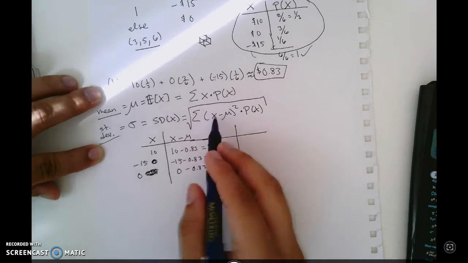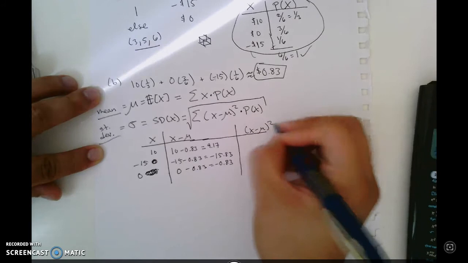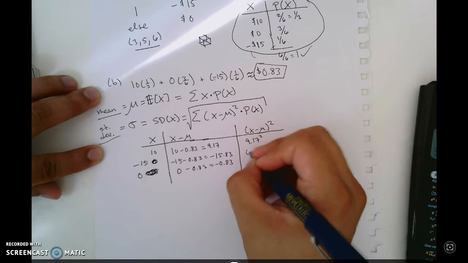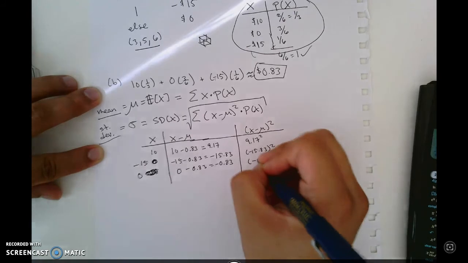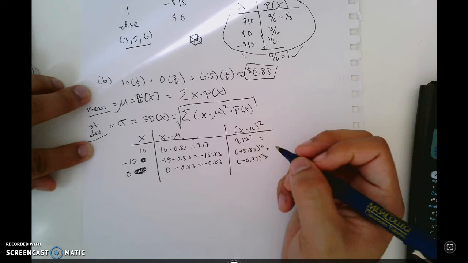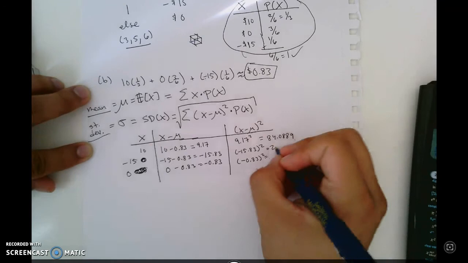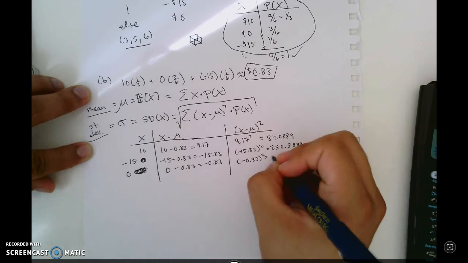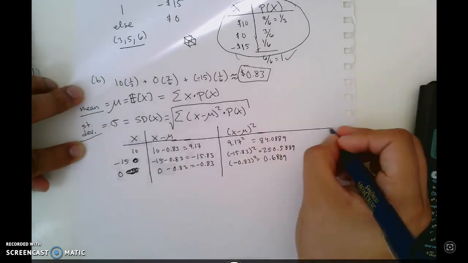What's the next step? After I subtract the mean, I'm going to square it. X minus mu squared. So I'm going to take 9.17 and square it, negative 15.83 and square it, and then take negative 0.83 and square it. When I put this all together, I'm going to get 84.0889, 250.5889, and then 0.6889. Hopefully, check my work. I did it earlier.